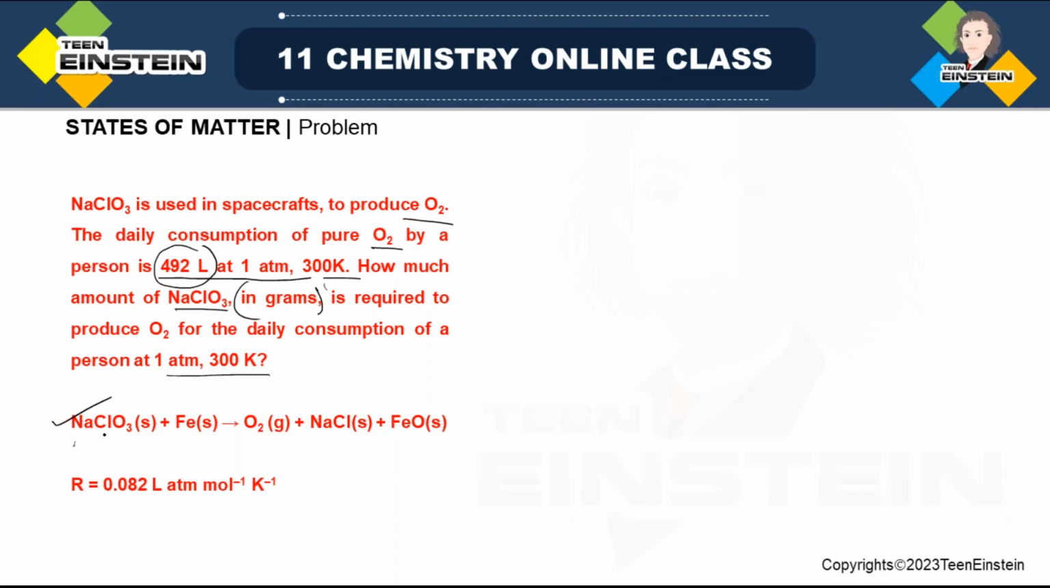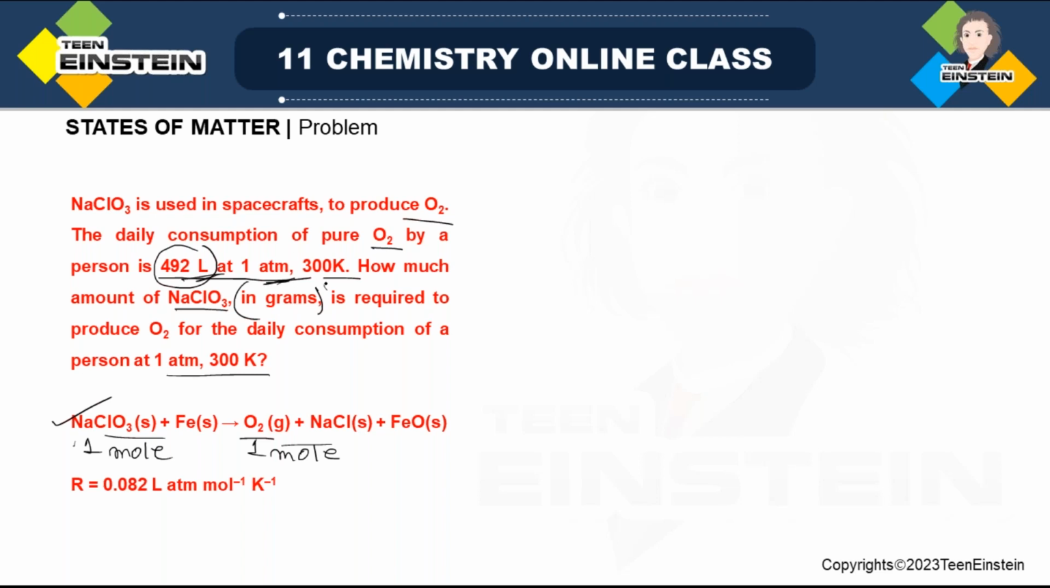Okay. Now as this equation is given, what information can you get from this equation? This is a balanced equation, right? You can check it, it is a balanced equation. So when it is 1 mole of sodium chlorate, you are getting on the product side 1 mole of oxygen. Now you know the amount required, that is how many moles of oxygen are required by that person daily, that is mentioned, and this amount is 492 liter.